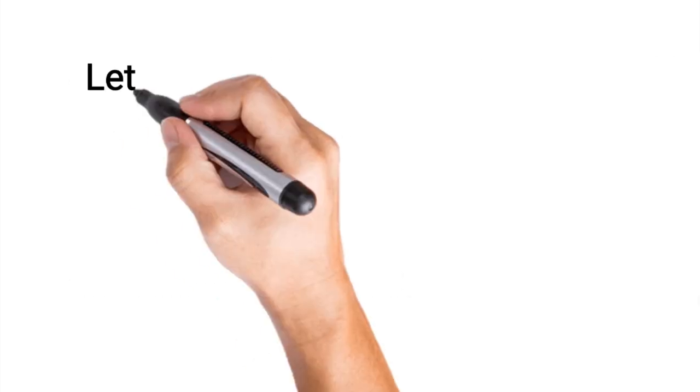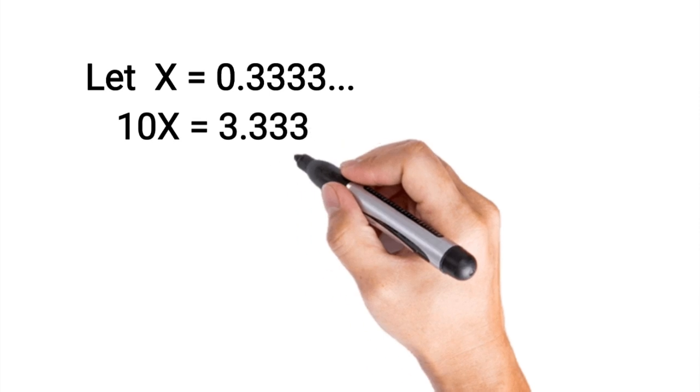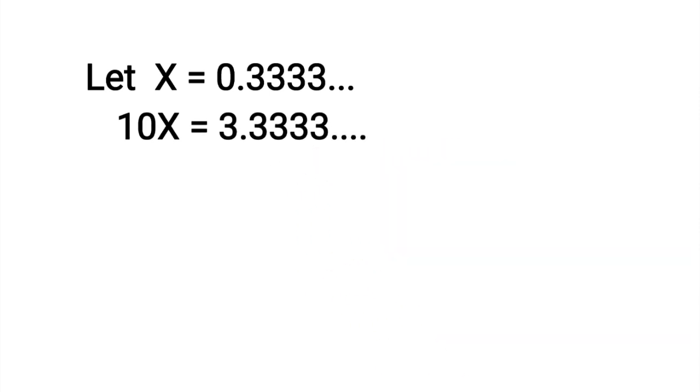Let x be the recurring decimal number, which is 0.3 recurring in this case. Now we need another number where the part after the decimal is the same. So let's multiply x by 10, and we have 10x equal to 3.333 and so on. So, as you can see here, x and 10x have the same part after the decimal.